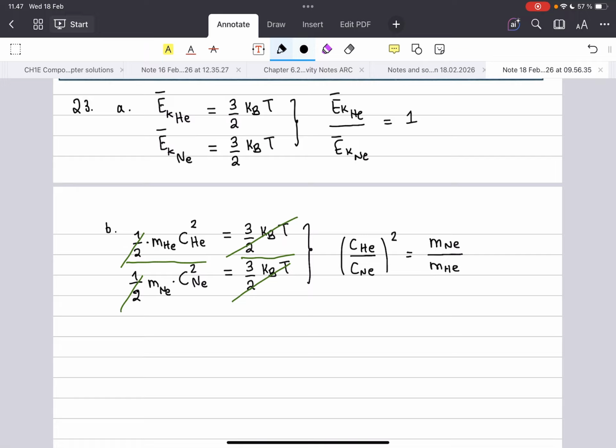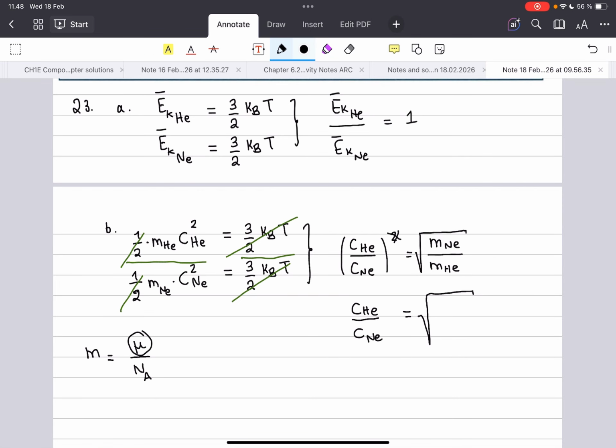And now, if you apply the square root on both sides, the speed of the helium particles divided by the speed of the neon particles, the average speed in any case, is going to be equal to the square root of... We don't know exactly what the mass of a neon particle is, but we know that the mass per particle is equal to the molar mass divided by NA.